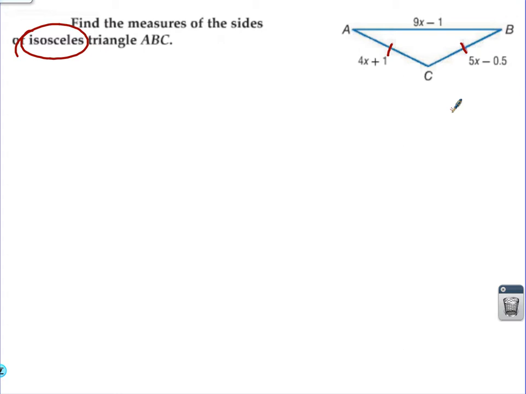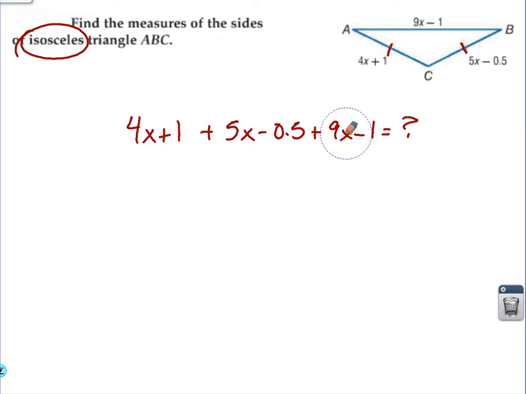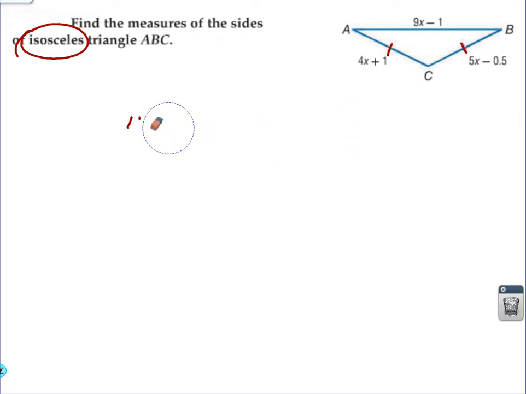Because so many people are going to sit there and say, oh, we did these back in chapter 1. You do 4x plus 1 plus 5x minus 0.5 plus 9x minus 1 equals, and you don't know what to put there. Right? This is not like the problems you did back in chapter 1. The problems in chapter 1, they told you what the perimeter was. They don't tell you anything about perimeter here. Now, if they gave you perimeter, yes, all three of the sides add up to the perimeter, but that's not what they say. Let's erase this.